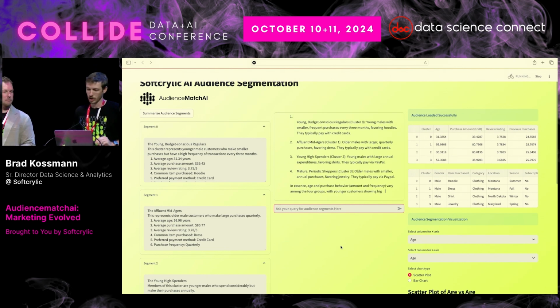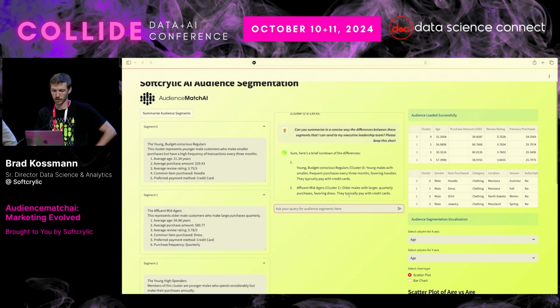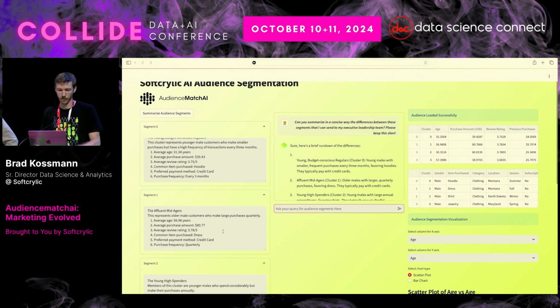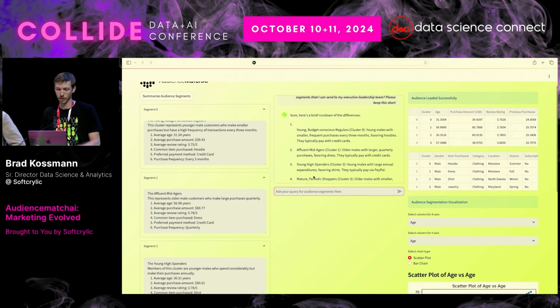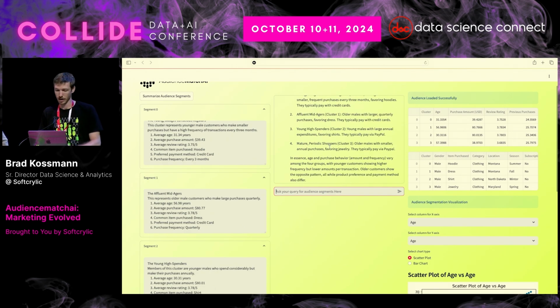Absolutely. So I just ask it to summarize in a concise way: I want you to summarize these segments in a concise way that I can send to my executive leadership team. And it looks like I've done that. So instead of running through all of this information, we've got one bullet for each segment here. I could ask it to be even more concise. A lot of the outputs can be pretty thorough and also pretty dense. So today we won't read through every one just for the sake of time here.